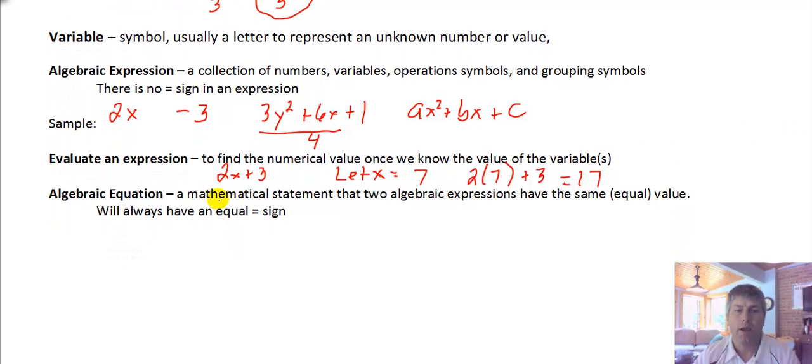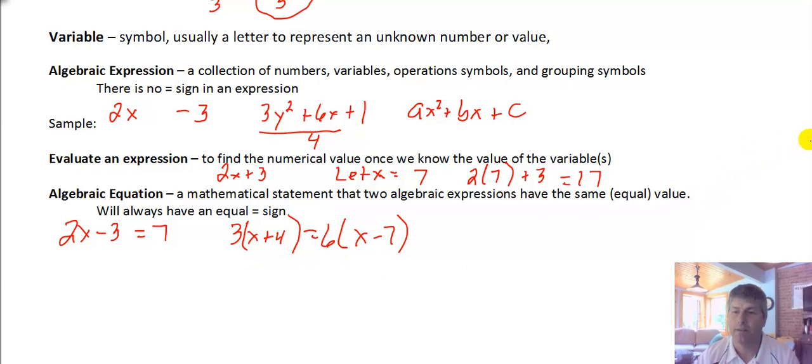An algebraic equation is a mathematical statement that two algebraic expressions have the same or equal value. An algebraic equation will always have an equal sign. Some examples of equations: 2x minus 3 equals 7. That's an algebraic equation. 3 times the quantity x plus 4 equals 6 times the quantity x minus 7 is an algebraic equation. We've got two expressions connected with an equal sign, so these two expressions are equivalent.